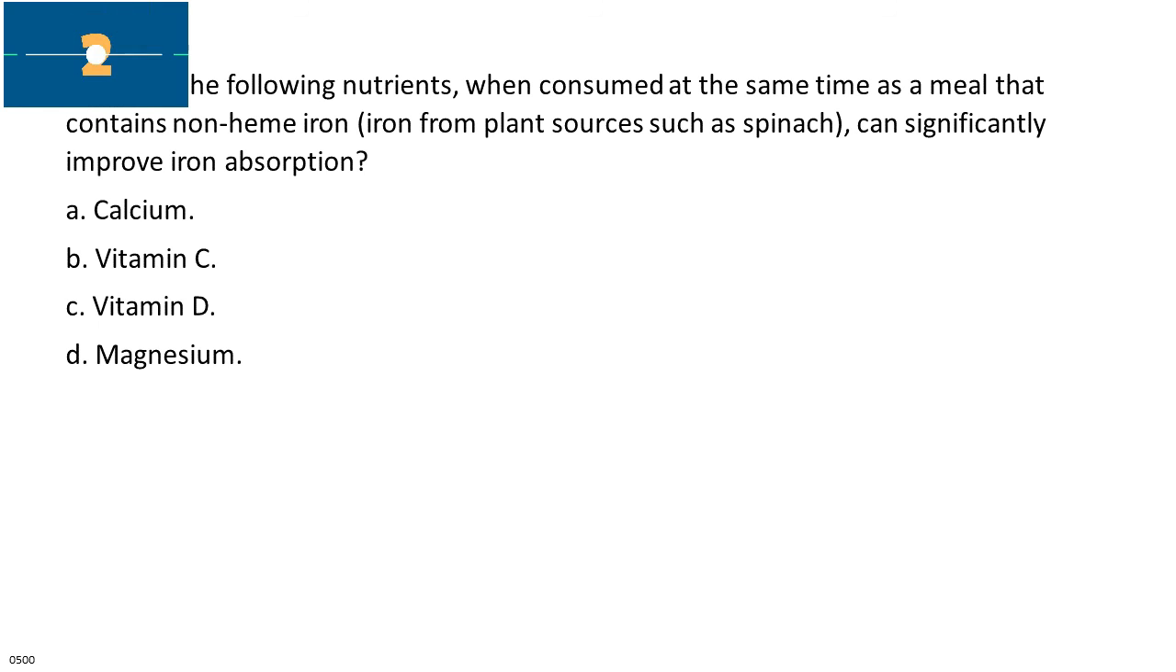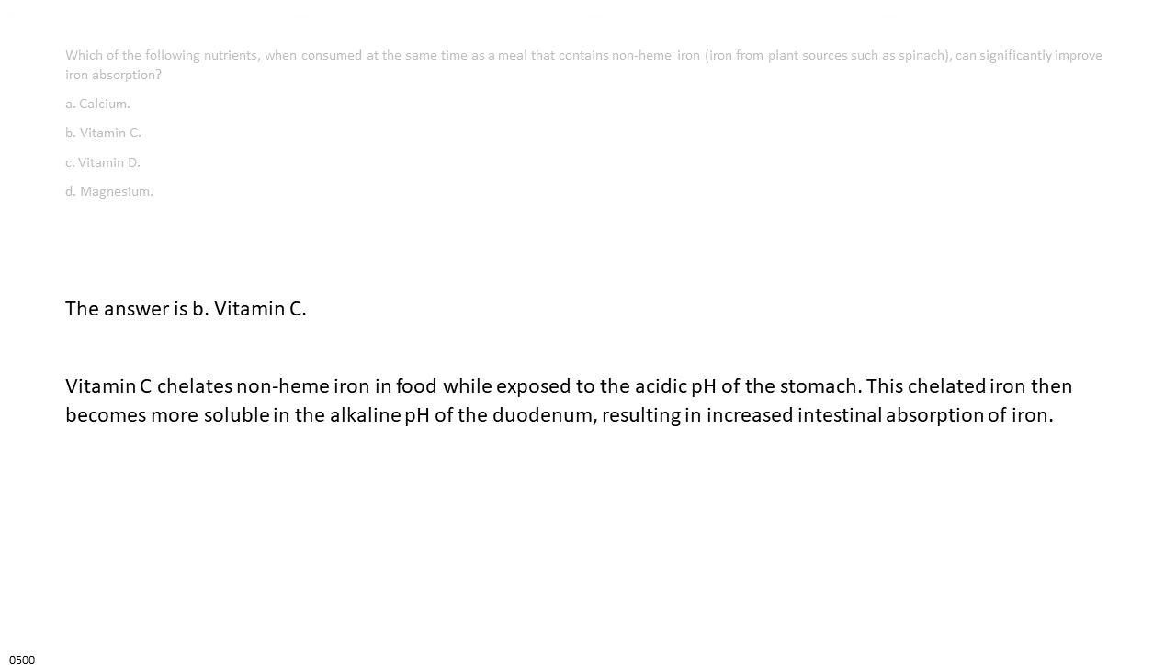The answer is B. Vitamin C. Vitamin C chelates non-heme iron in food while exposed to the acidic pH of the stomach. This chelated iron then becomes more soluble in the alkaline pH of the duodenum, resulting in increased intestinal absorption of iron.